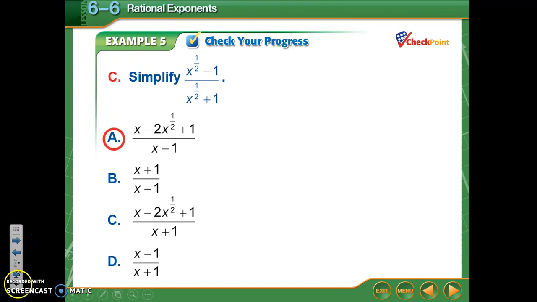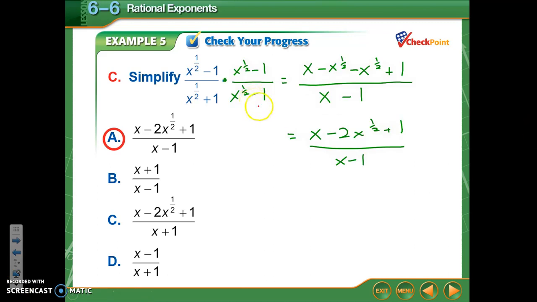Okay, your answer here should be A. And here's the work. Notice I'm multiplying by the conjugate of the denominator, right? So since the denominator is x to the 1/2 plus 1, I multiply by the conjugate of x to the 1/2 minus 1. And then here's the work for multiplying that out.